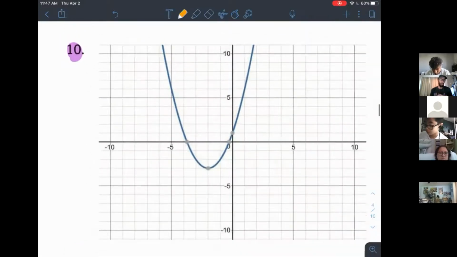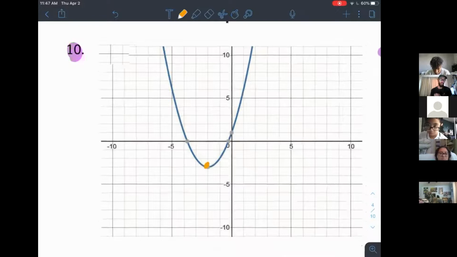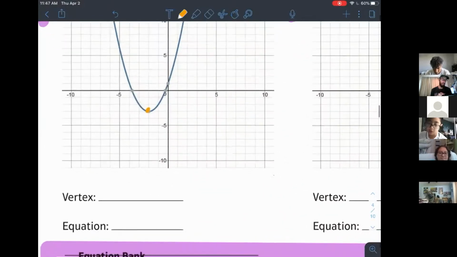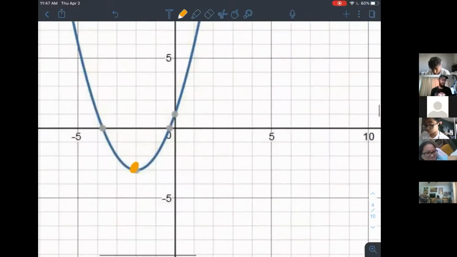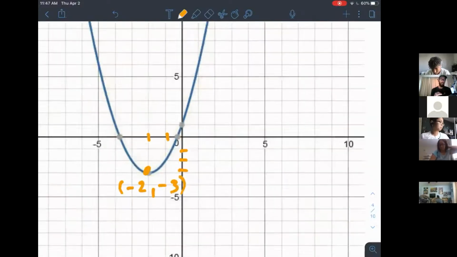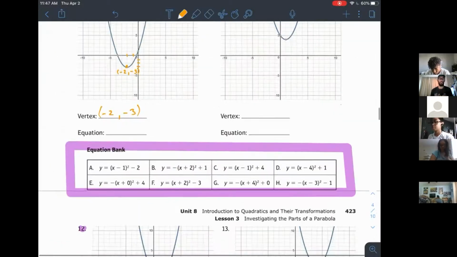-2, -3. Super close, Francis. I said -2, -3. Oh, my bad. -2, -3. Even better. That's a perfect answer. Francis is right. 2 to the left, 3 down, -2, -3. Now, let's see which equation matches a vertex of -2, -3.